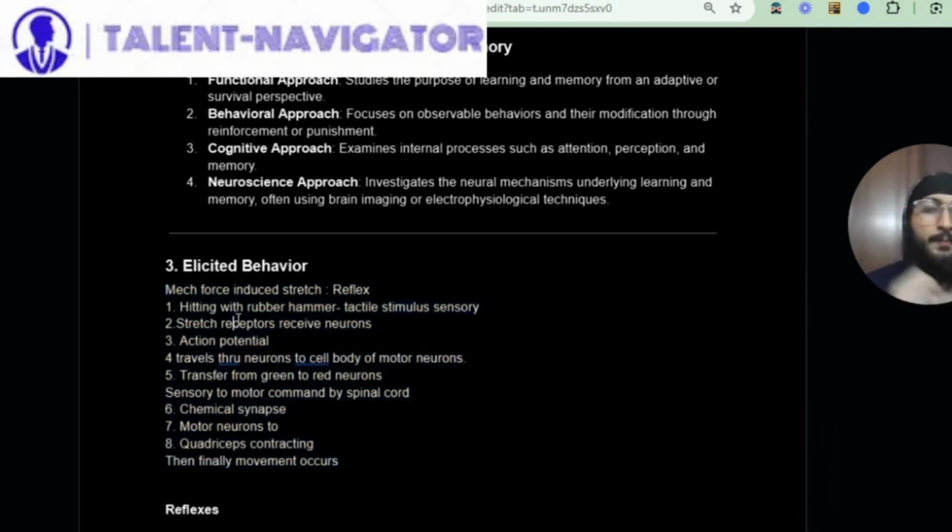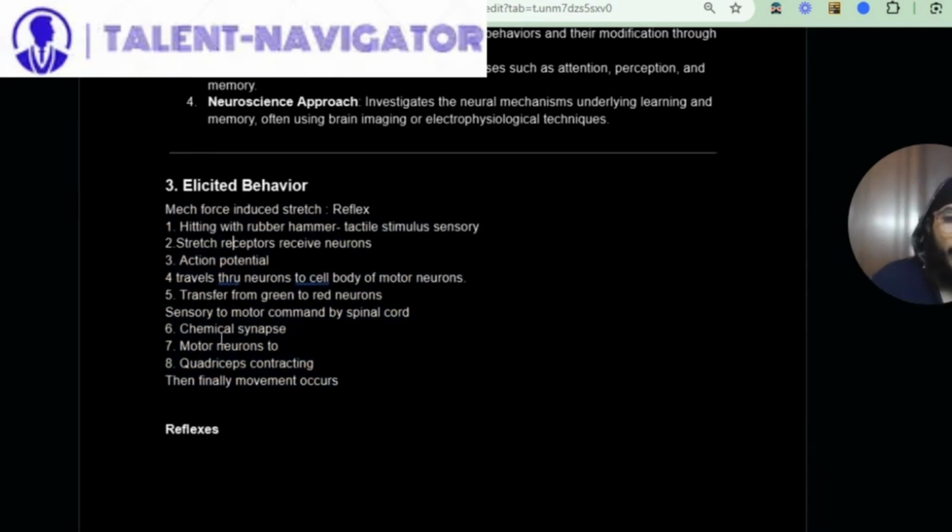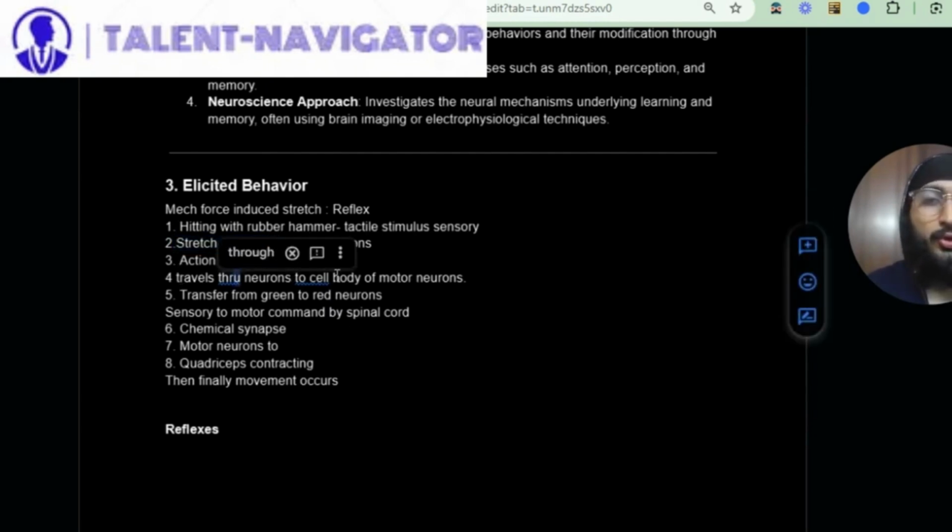Firstly, we hit our, let's say, knee with a rubber hammer. That stimulates our tactile sensory stimulus, which in turn causes the stretch receptors to activate sensory neurons. Then we have an action potential. It travels through neurons to the cell body of motor neurons.